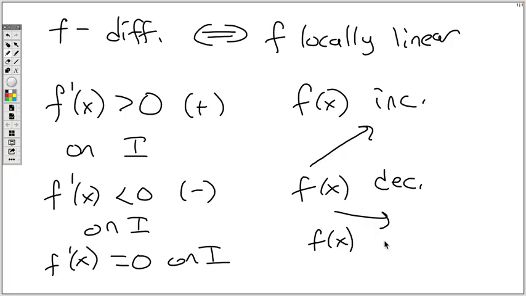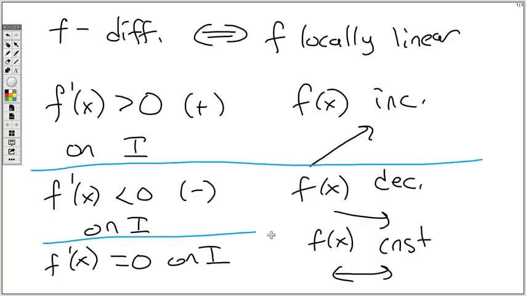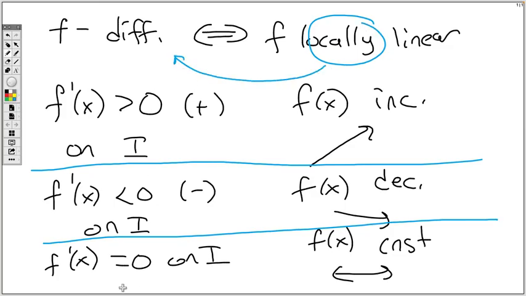The derivative is 0, that means what? It's constant. So it's a horizontal line. So this is what we talked about here. And so we're taking the idea of locally linear and then bringing it back to this global behavior. All right? Now the new thing we talked about yesterday is what the second derivative tells us.